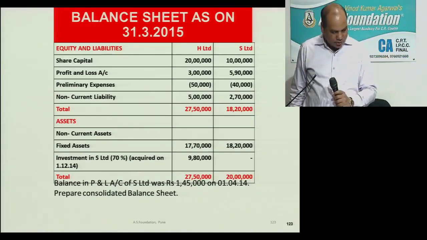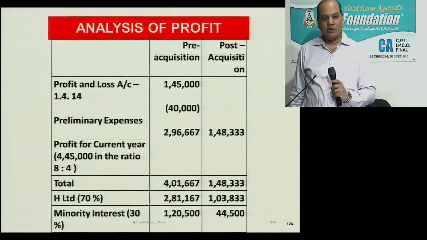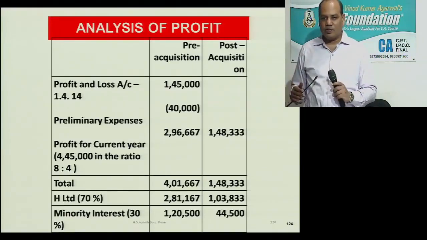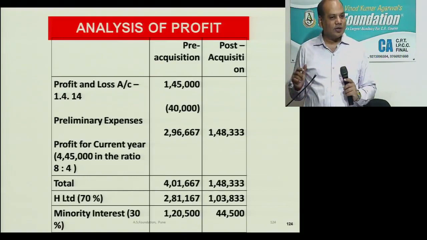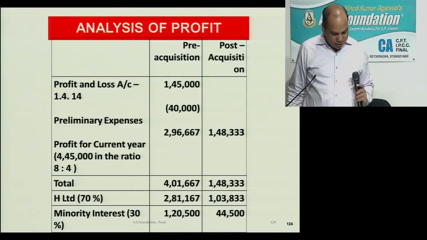This time this preliminary expenses is also going to be written in the pre-acquisition column. It's a negative reserve. So write P&L account 1,45,000. Preliminary expenses, assuming it was created in the previous year and brought forward to current year. So 40,000 is a negative reserve. That also you put it here. And profit for current year is how much?